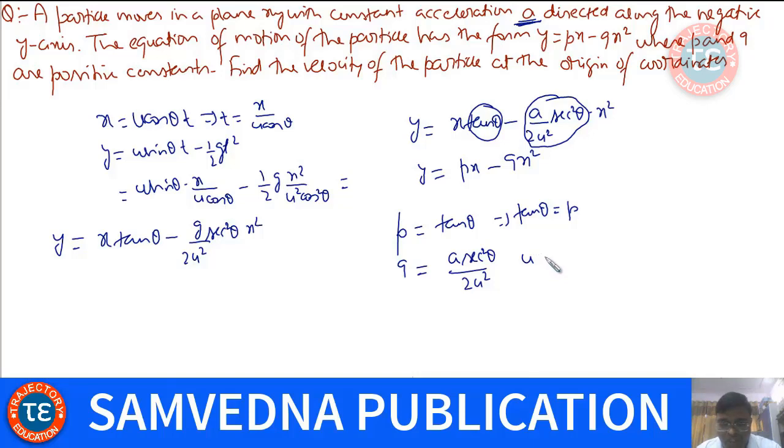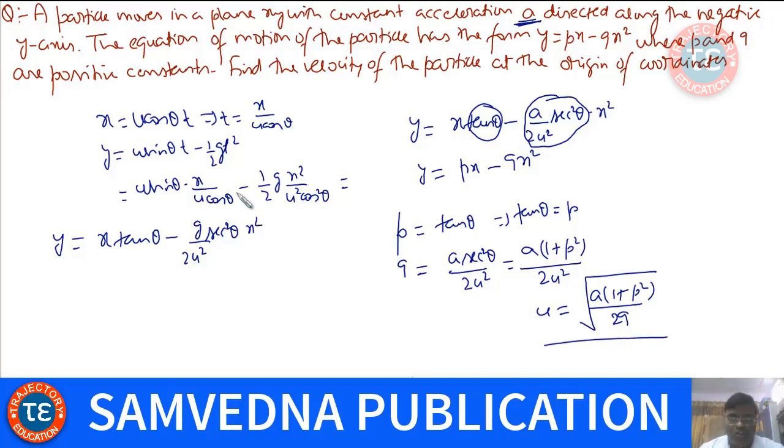So u is what? I can put here a, 1 plus tan square theta, which is 1 plus p square. 1 plus tan square theta is sec square theta, by 2u square. So u is going to be under root of a times 1 plus p square by 2q. That's going to be the velocity of projectile at the origin of coordinate. That is the initial velocity of projection. This is called velocity of projection. Alright. So this is how you can do this question.